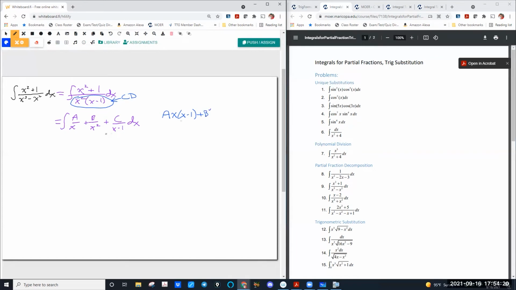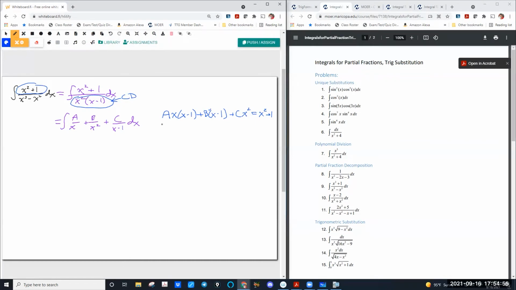B needs to be multiplied. Well, that's our common denominator. It already has the x squared. It needs to be multiplied by x minus 1. And then c already has the x minus 1. It needs to be multiplied by the x squared. This needs to be equal to our original numerator, x squared plus 1. So all I'm doing is what we did last time. I'm just not writing the denominators. Okay?